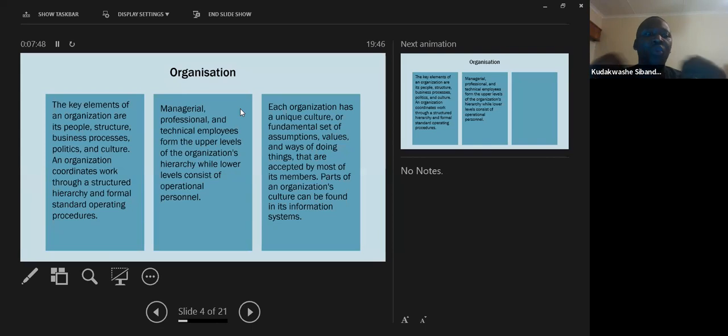Then an organization coordinates work through a structured hierarchy and formal standard operating procedures. I explained this, right? So under the organization, that's where you find the managerial, the professional, and the technical employees, the upper levels, and so forth. And then each organization has a unique culture. I gave an example of that. And part of an organizational culture can be found in its information systems, right?